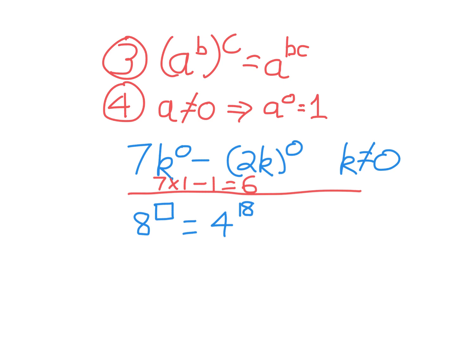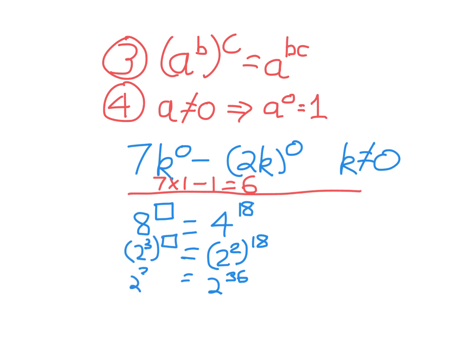So in this question, we're going to figure out what number goes in the box. It might not be obvious to you, but we're actually going to use index law 3 to figure this out. See, the thing is, 8 and 4 are both powers of 2. So I'm going to write 4 to the power of 18 as a power of 2. So 4 is 2 squared. See, 4 to the power of 18 is the same as 2 to the power of 36. 8, on the other hand, is 2 to the power of 3. So what I have here is 8 to the power of something equals 2 to the power of 36.